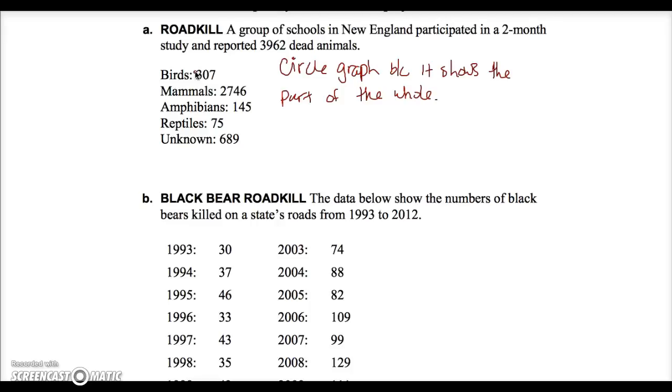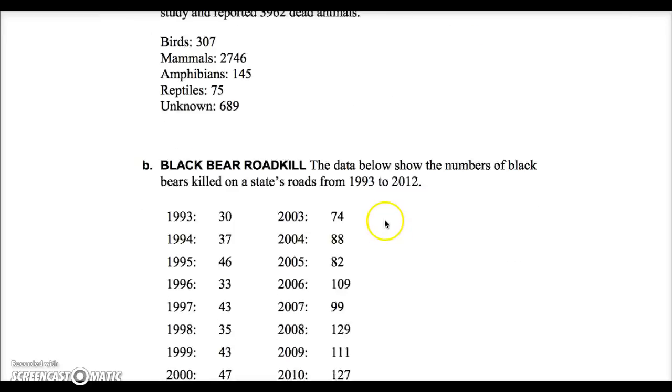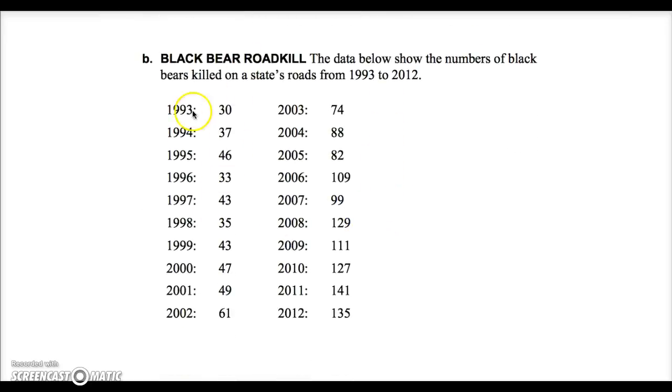Okay, on part B, black bear roadkill. The data below shows the numbers of black bears killed on a state's roads from 1993 to 2012. So we have numbers of black bears that were killed. In 93, there were 30 bears killed on a state road. In 94, there were 37. In 95, there were 46, and so on.